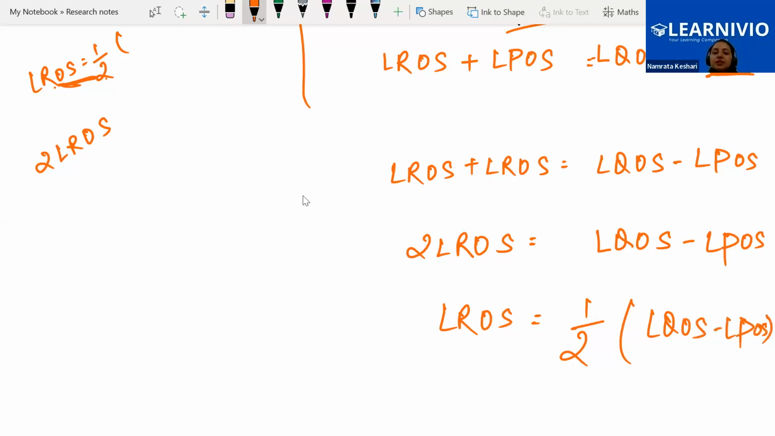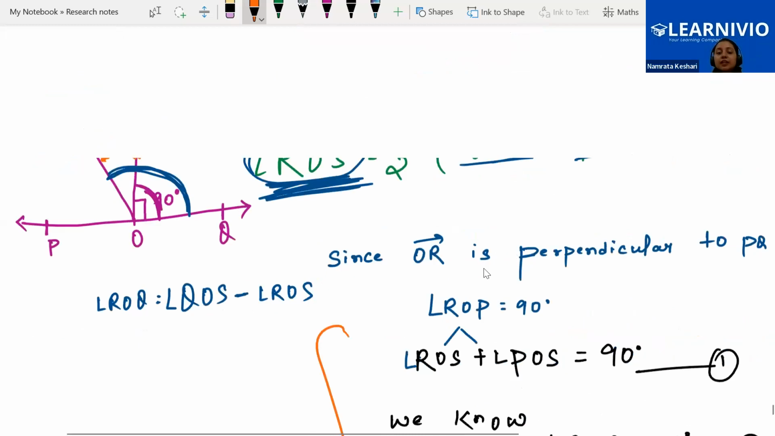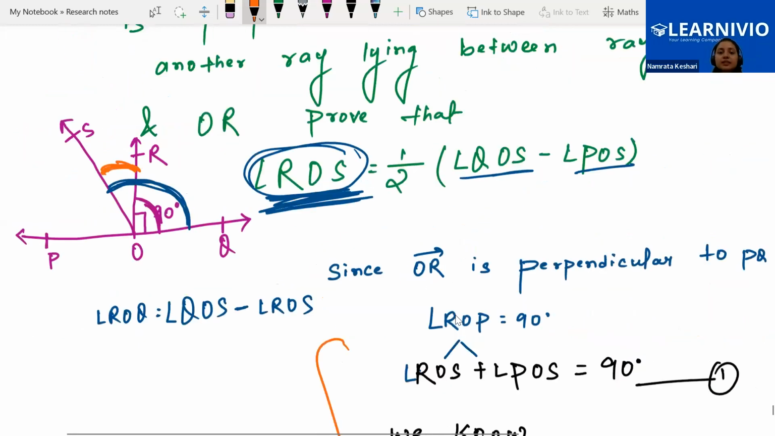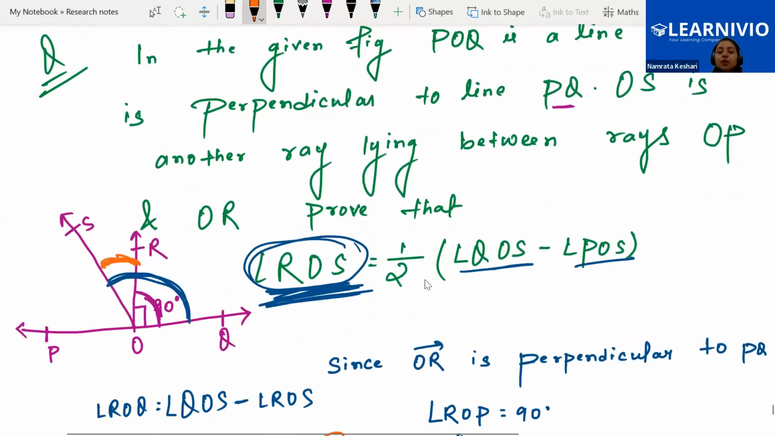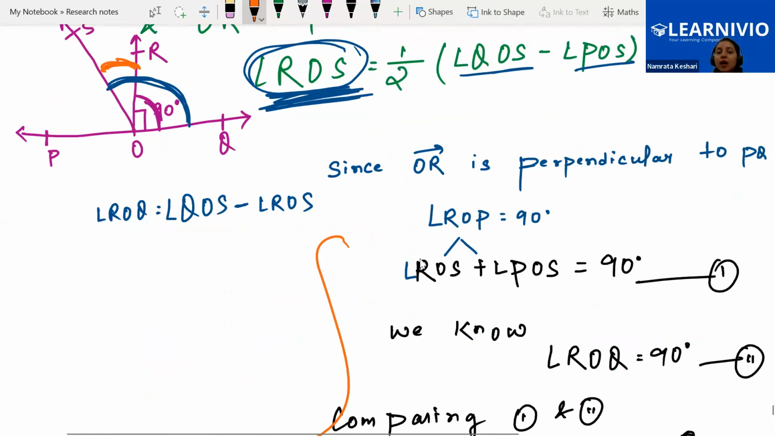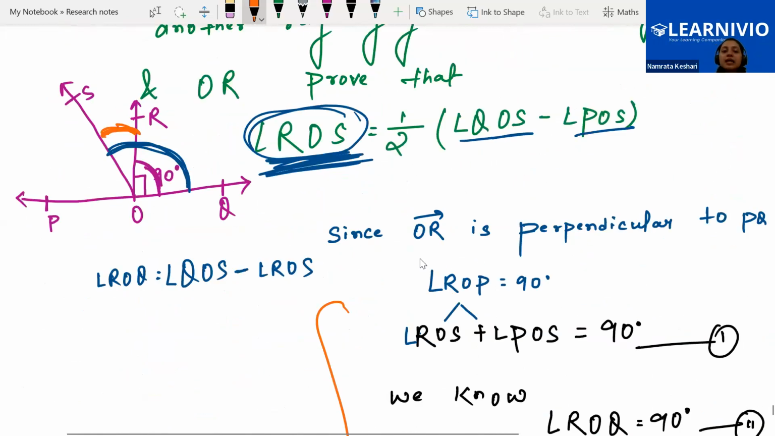Let me summarize what we did over here. It is given that PQ is a line and ray OR is perpendicular. That means the angle on this side is 90 degrees, so the other part is also 90 degrees. We understand that. Now on the other side we are trying to break it by using ROS. Why ROS? Because that's what we can see in the proof part.